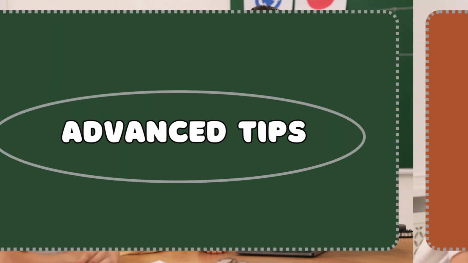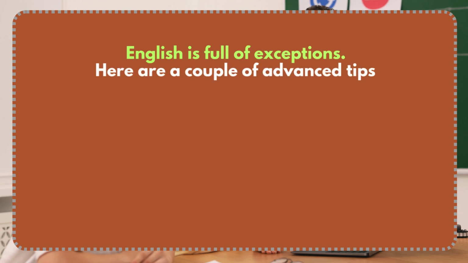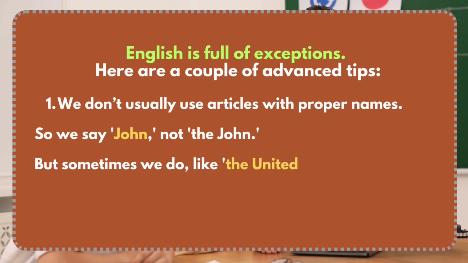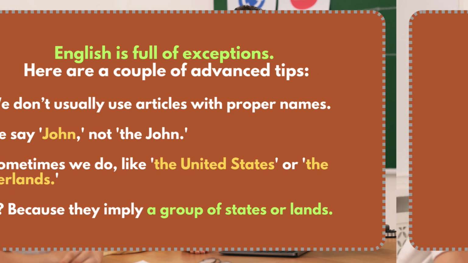English is full of exceptions. Here are a couple of advanced tips. We don't usually use articles with proper names. So we say John, not the John. But sometimes we do, like the United States or the Netherlands. Why? Because they imply a group of states or lands.